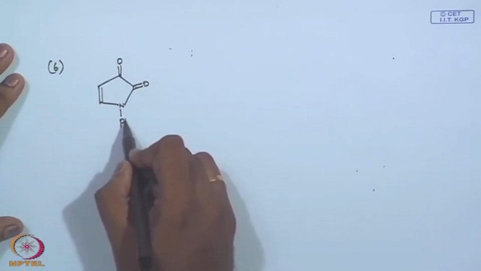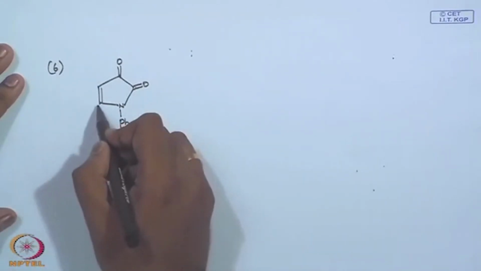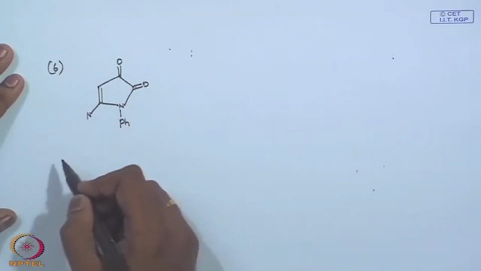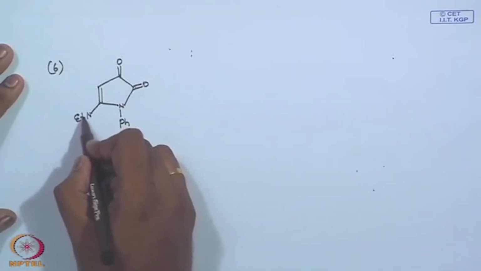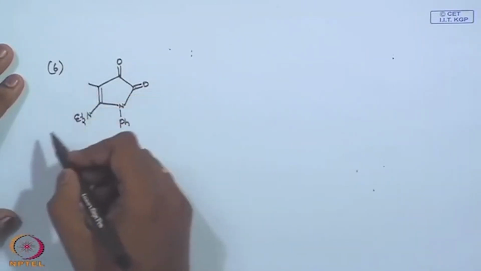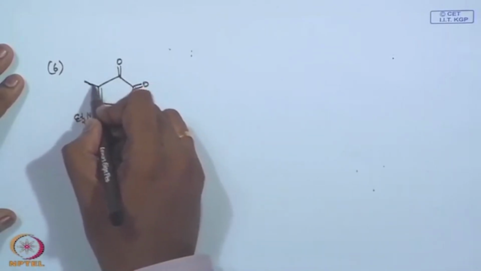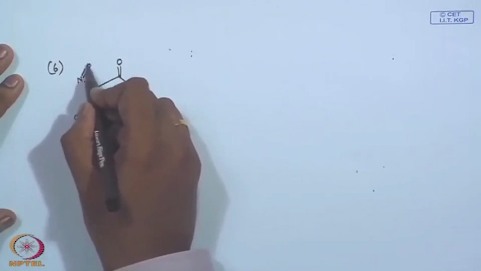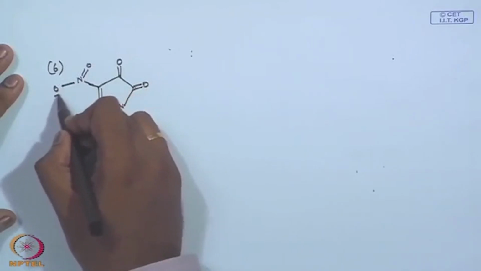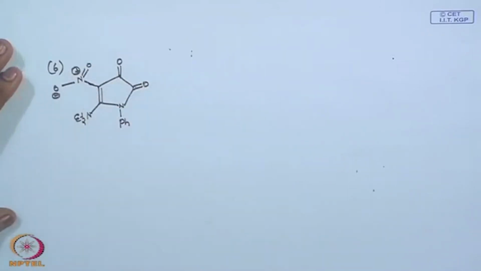N, you have a phenyl here. I can have N diethyl and then my nitro. Here is my nitro, O minus plus. So I am taking a molecule like this.